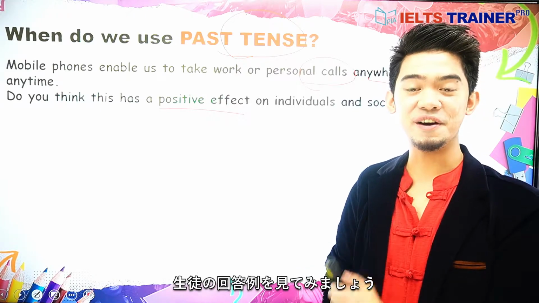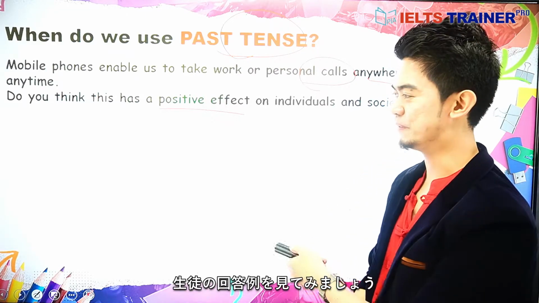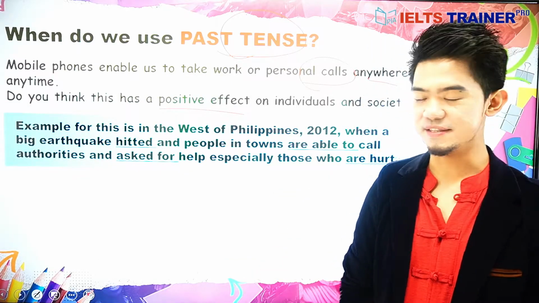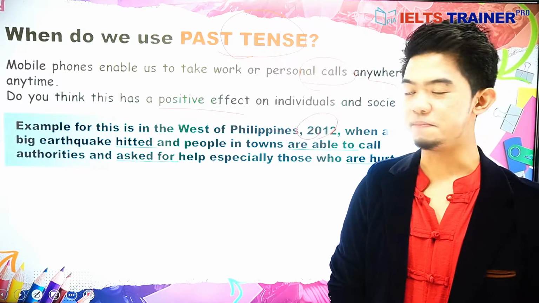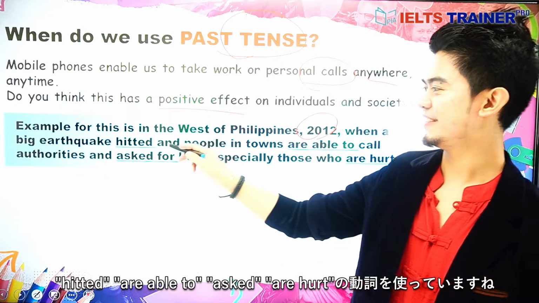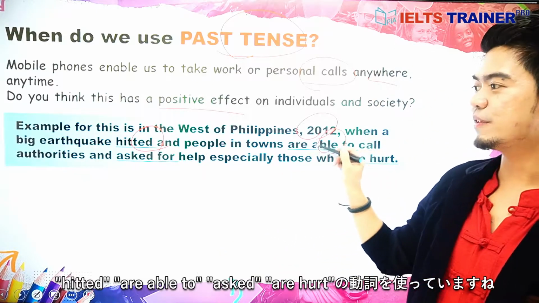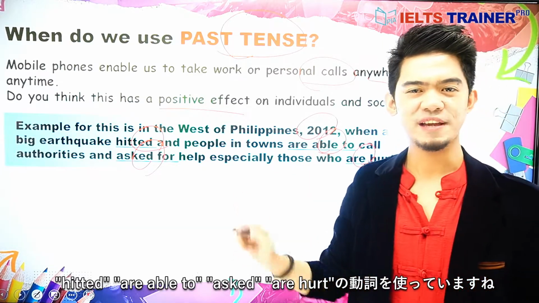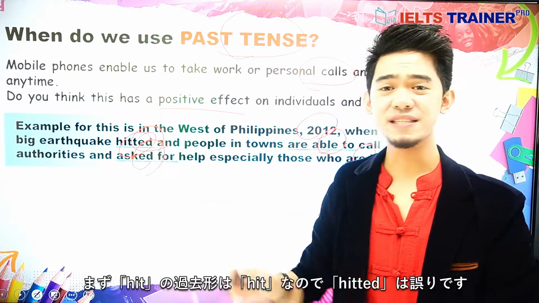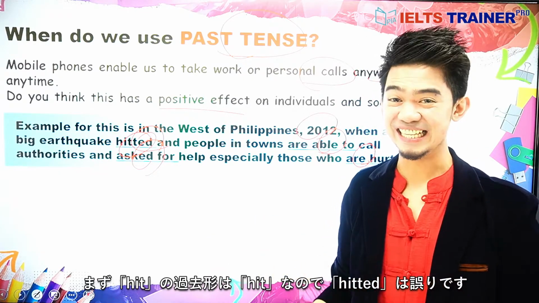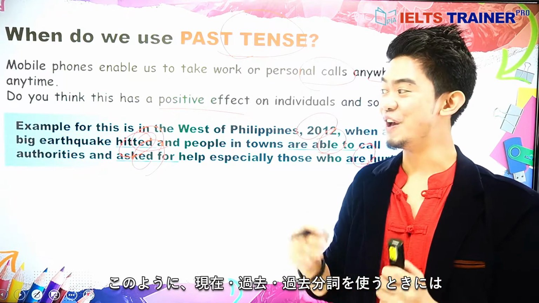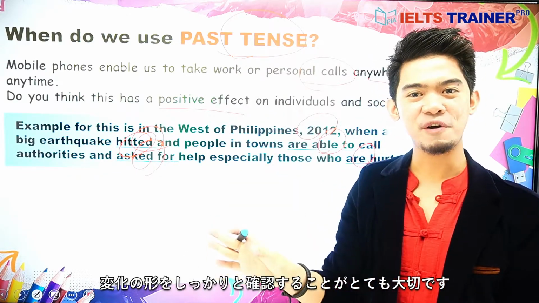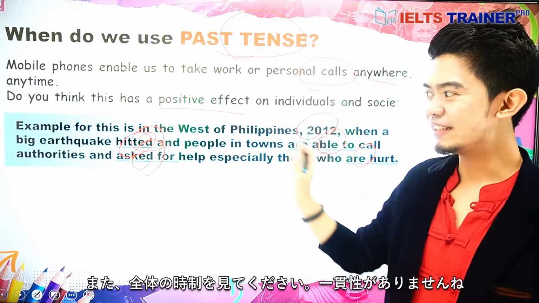Let's take a look at one of our students' response or example. It says here, example for this is in the west of Philippines, 2012, when a big earthquake hit it. And people in towns are able to call authorities and ask for help, especially those who are hurt. What is wrong with this one? The past tense of hit is still hit, so we cannot say heated. Well, it's very important that you review those changes whenever we're going to use the present form, the past form, and even the past participle. And look at the tenses.